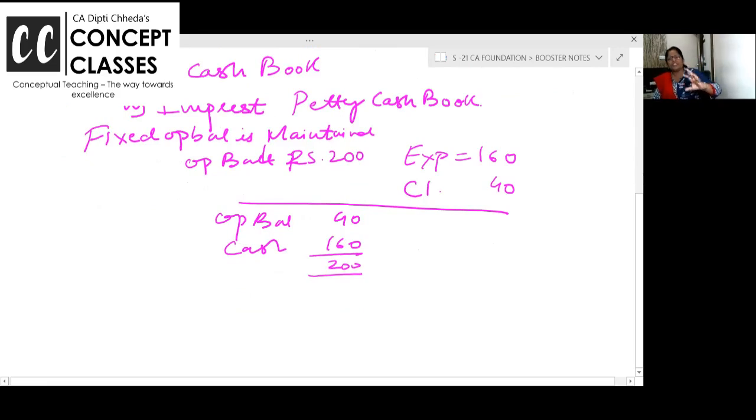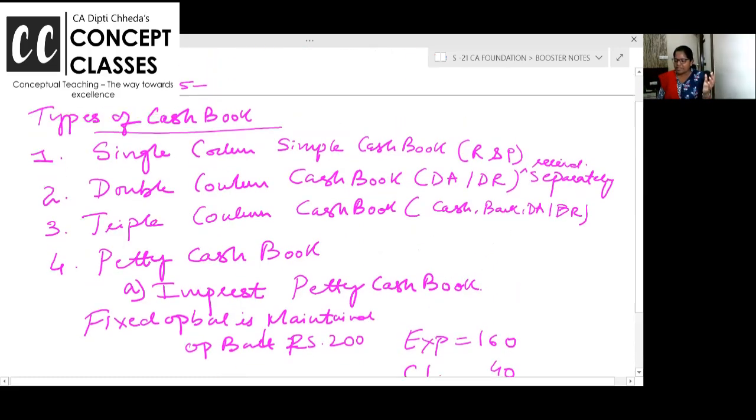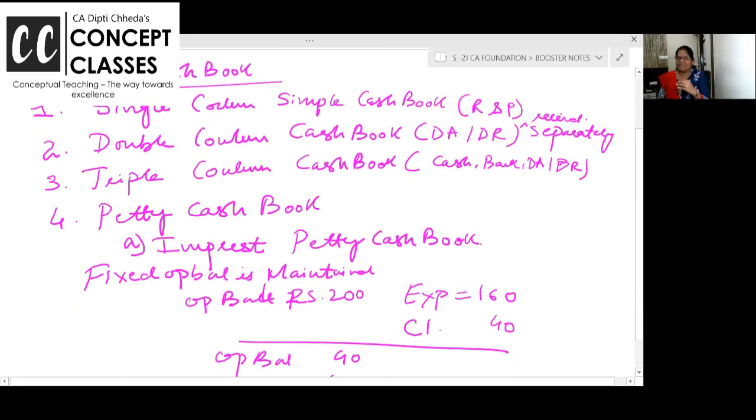tentatively 200 rupees expense happens, so you do. How much you have spent, dear students? 160. I am introducing all together to give you a broader idea. We will practice problems for each one of them.